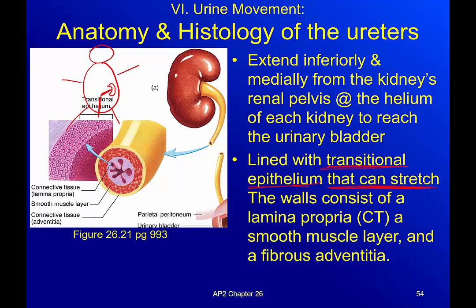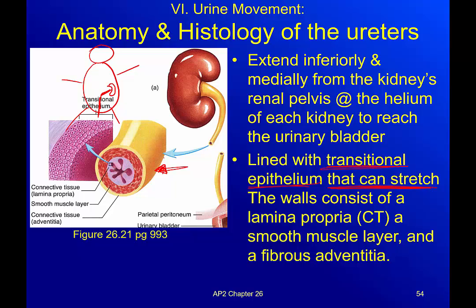The walls consist of a lamina propria, which is a very fancy way of saying connective tissue, a smooth muscle layer, and a fibrous adventitia. The adventitia is just the connective tissue that holds it in place. It's the thing that suspends it in place and keeps it where it's supposed to be.